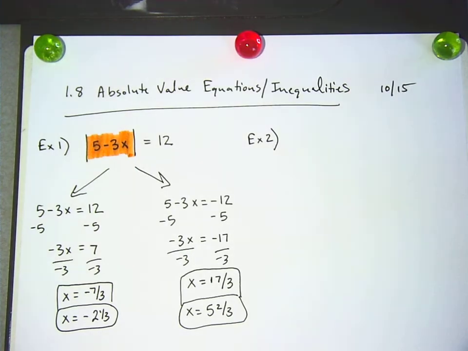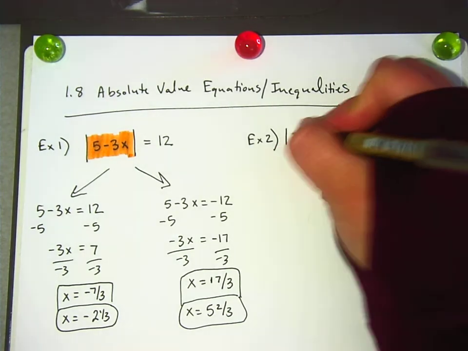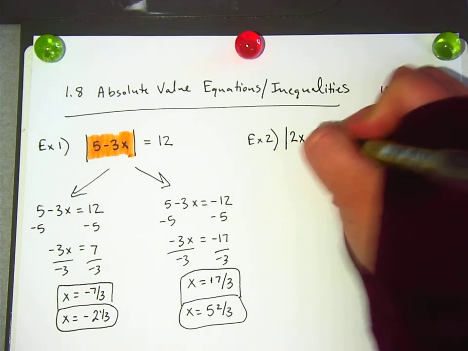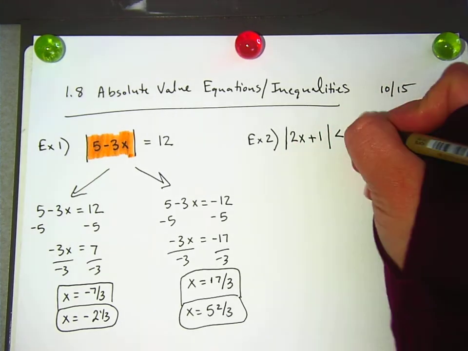So example 2, this time we're trying out this. The absolute value of 2x plus 1 is less than 7.